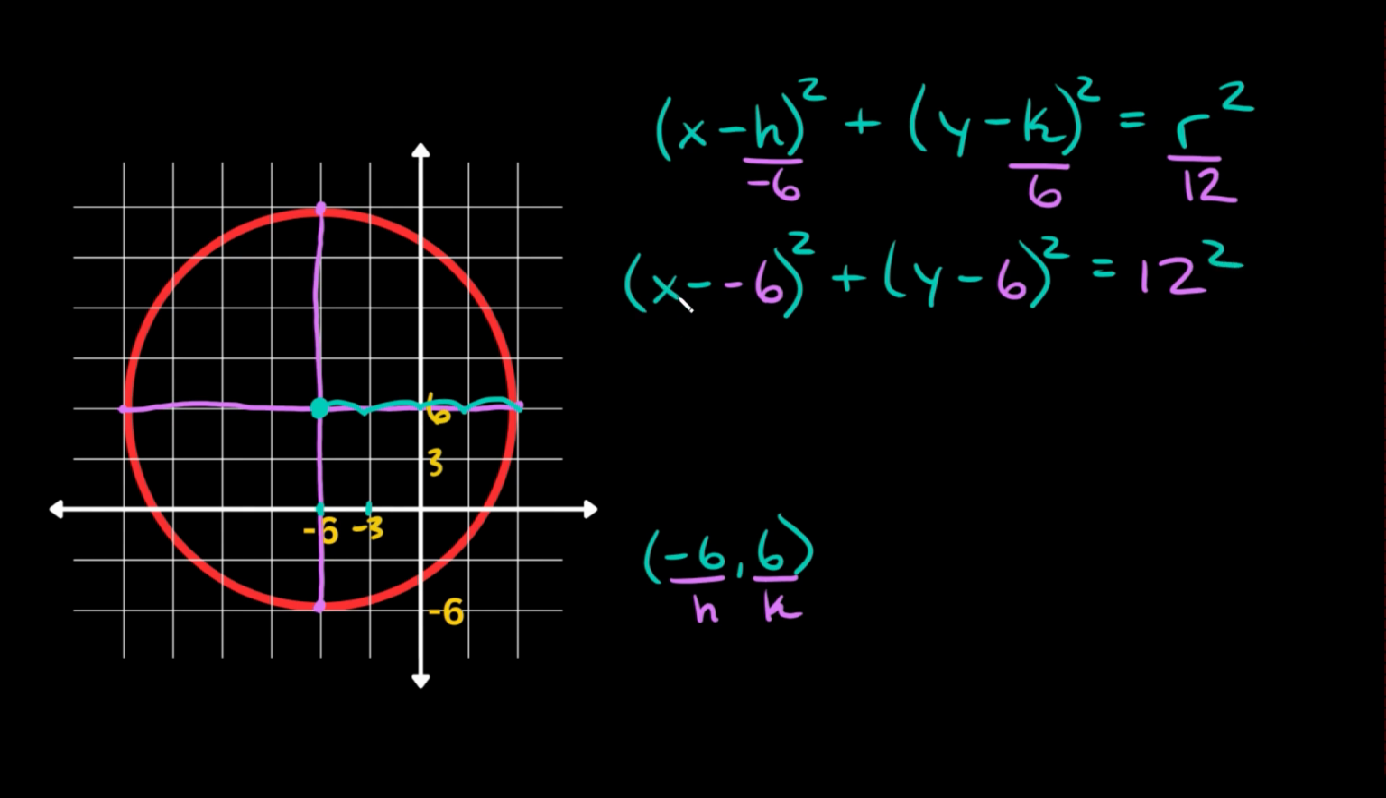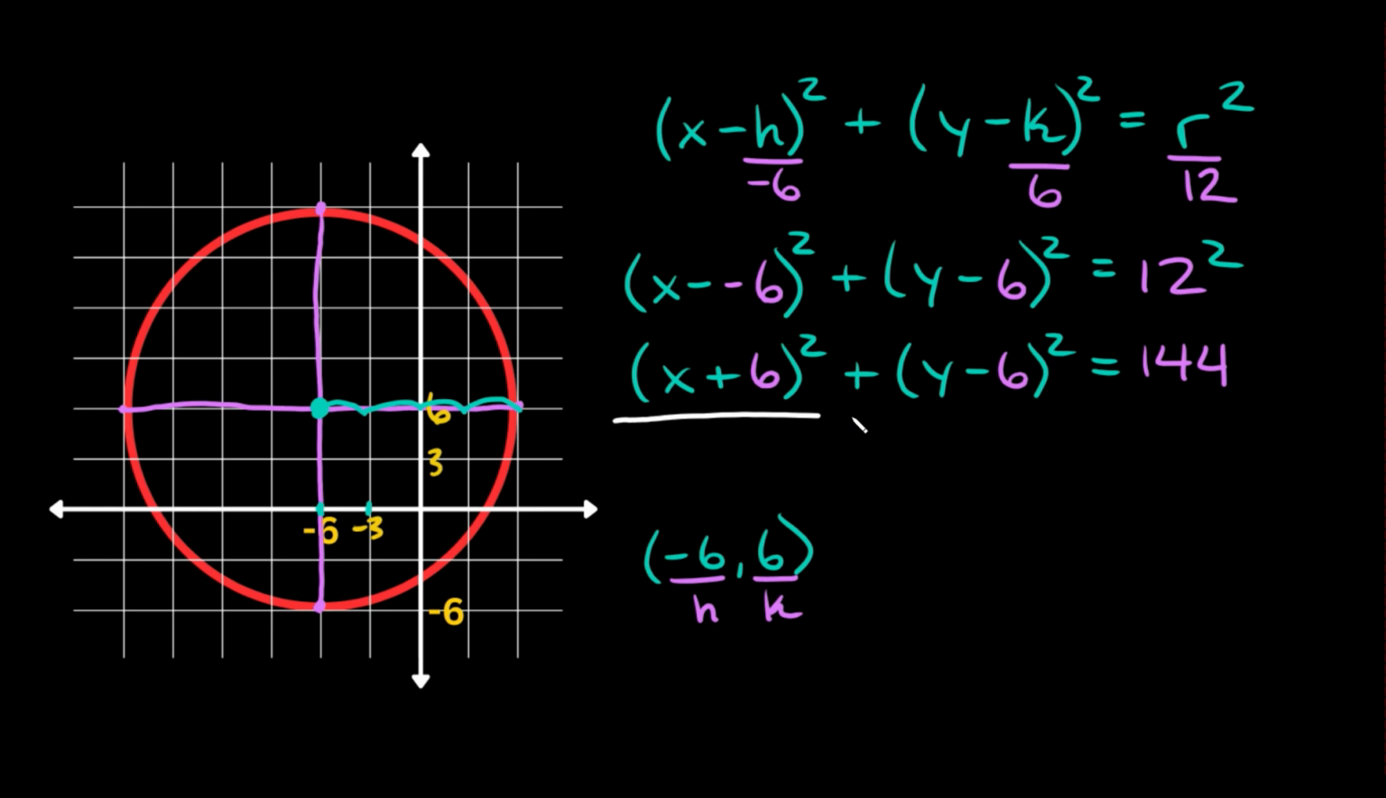Here x minus -6 is the same thing as x plus 6, so we can simplify this to (x + 6)² plus, and then here (y - 6)², that's as simplified as we can get it, so that stays the same, and that's equal to 12², which is 144. That's as simplified as we can write it, so this would be our final answer.